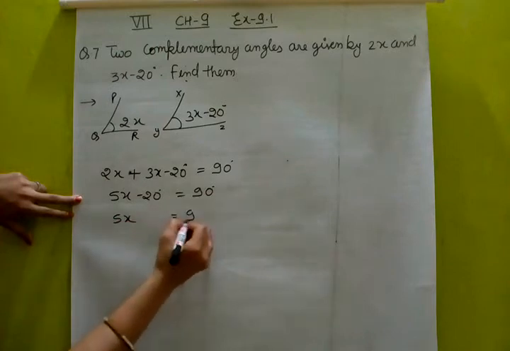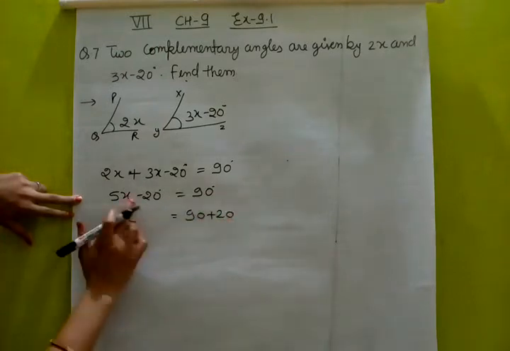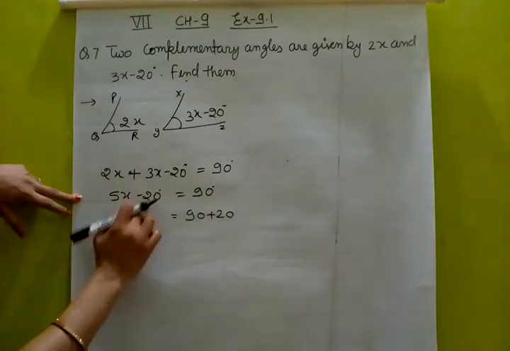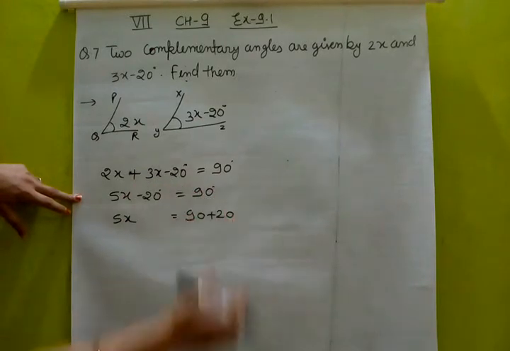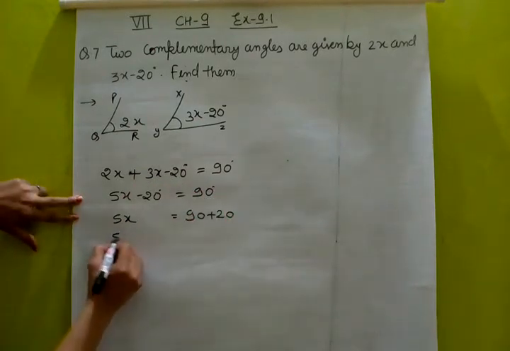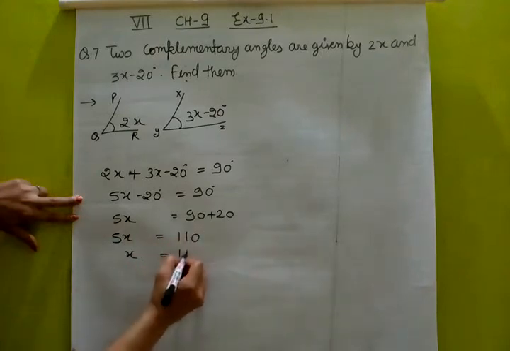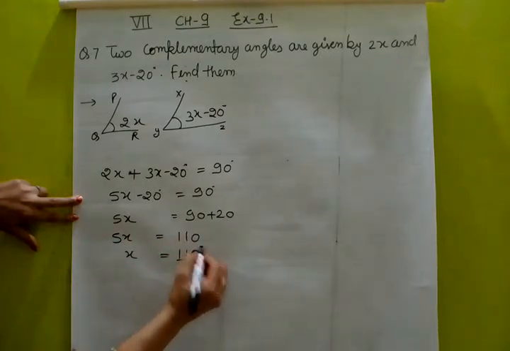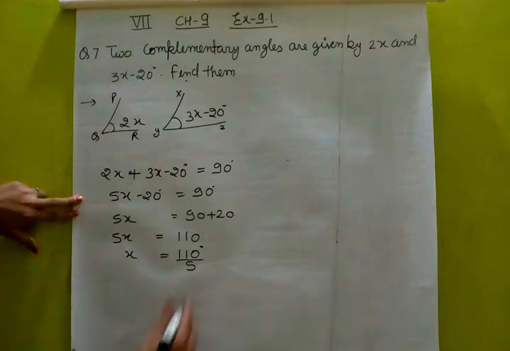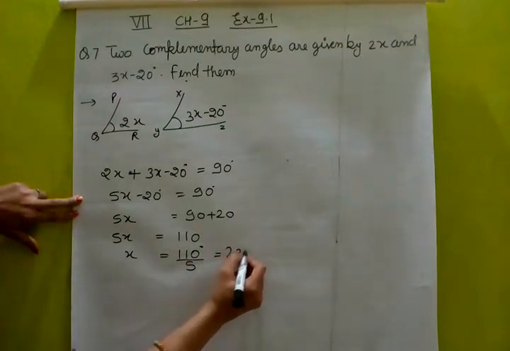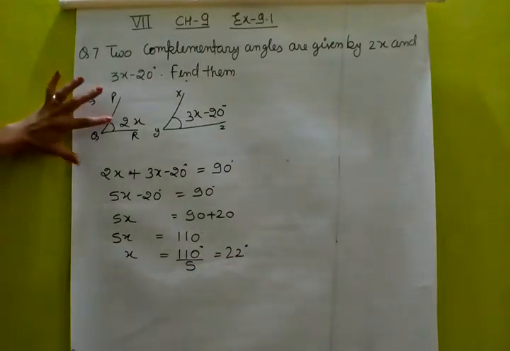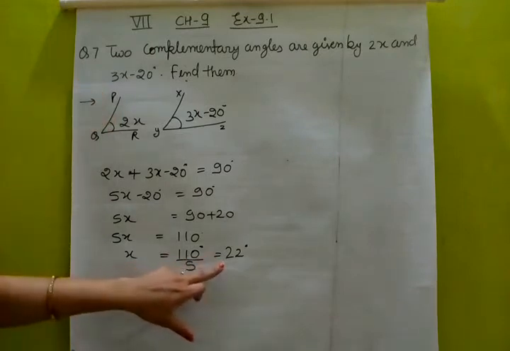5x equals 90 plus 20, because 20 has a minus sign. If we transfer it to that side, it will be plus. So 5x will be 110 degrees and the value of x will be 110 degrees divided by 5. Students, it will be 22 degrees. So the value of x is 22 degrees.